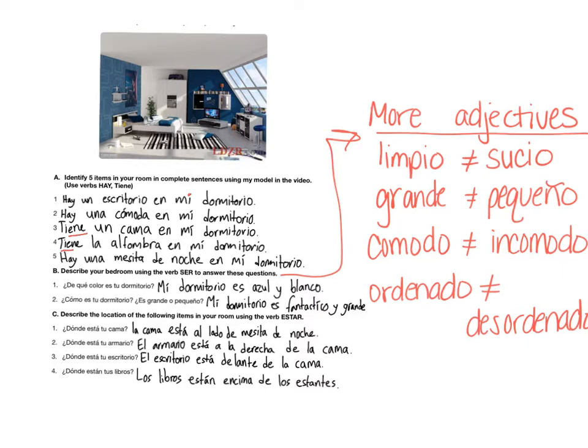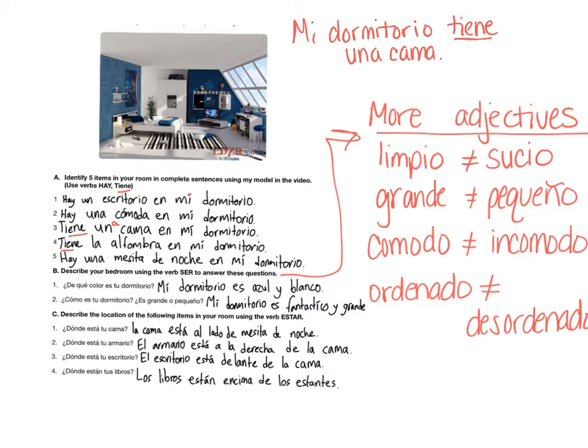The reason I use tiene in my directions is because I'm referring to the bedroom itself. In other words, if I said mi dormitorio tiene una cama, my bedroom has a bed, then my bedroom becomes the subject and tiene is conjugated to agree. Otherwise, here in 3 and 4, the way this is written, I would say tengo una cama and tengo una alfombra en mi dormitorio. Lastly, hay una mesita de noche en mi dormitorio. Very good. And again, these were just identifying the things that were in your room.